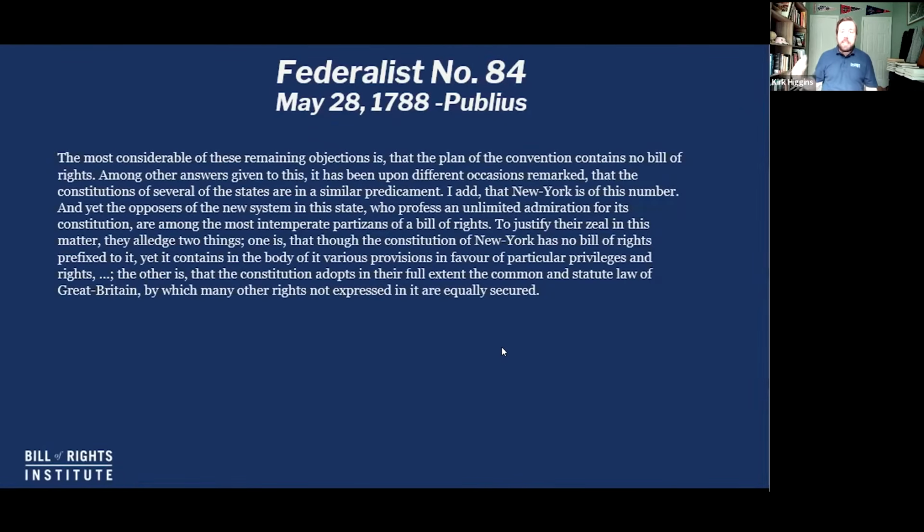So here he goes on to state exactly what I was just talking about. "The most considerable of the remaining objections is that the plan of the convention has no bill of rights." And he says here that this is important, that a Bill of Rights is something that these advocates are saying is going to undermine the entirety of the Constitution and open up this system of government for corruption because these rights aren't called out.